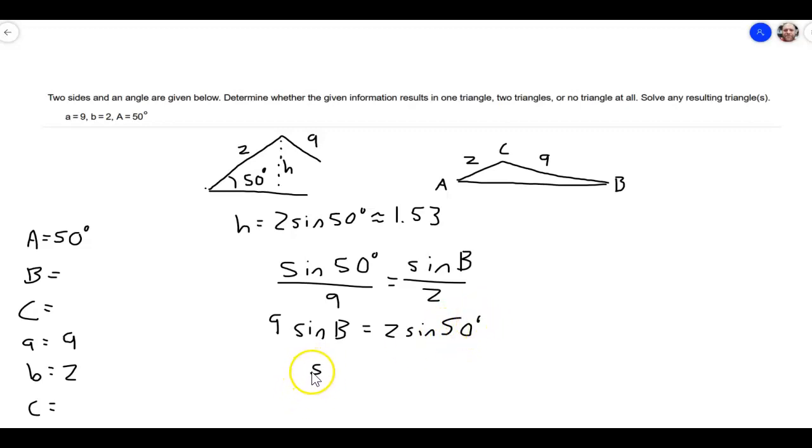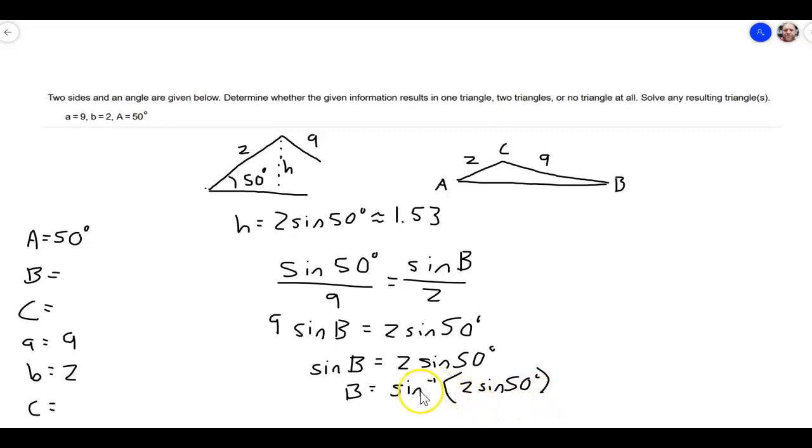So sine of B is equal to 2 times the sine of 50 degrees. Apply the inverse sine to both sides, so B is equal to the inverse sine of 2 times the sine of 50 degrees.